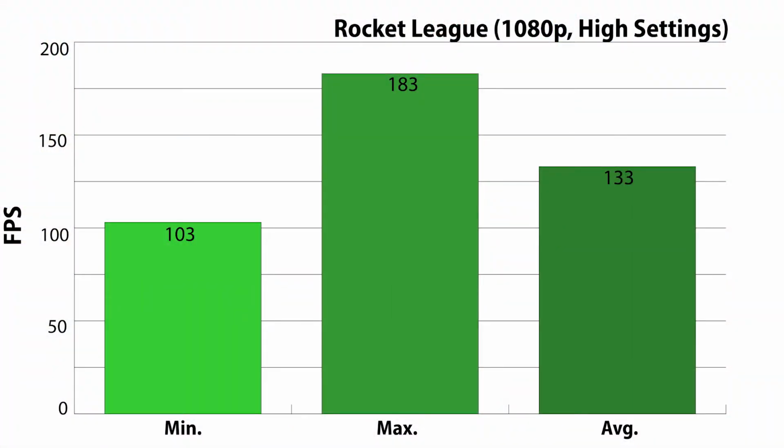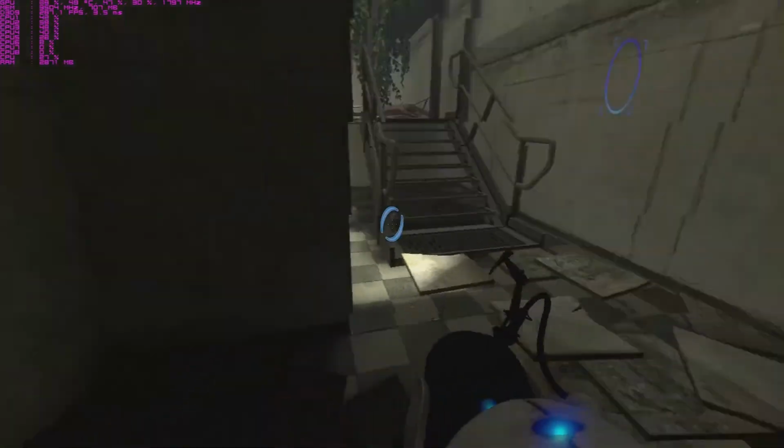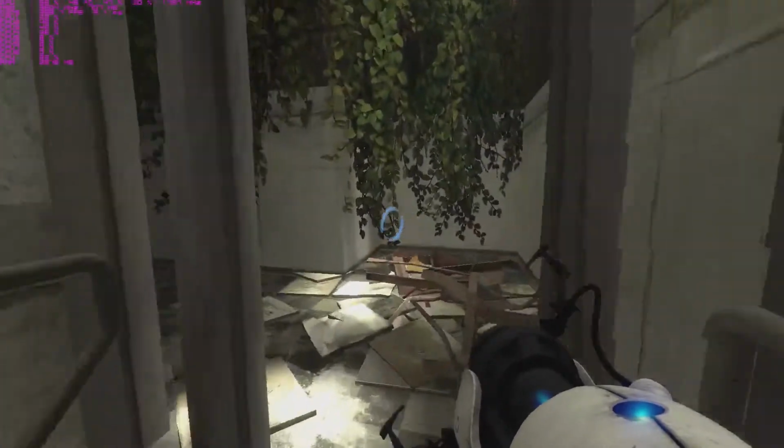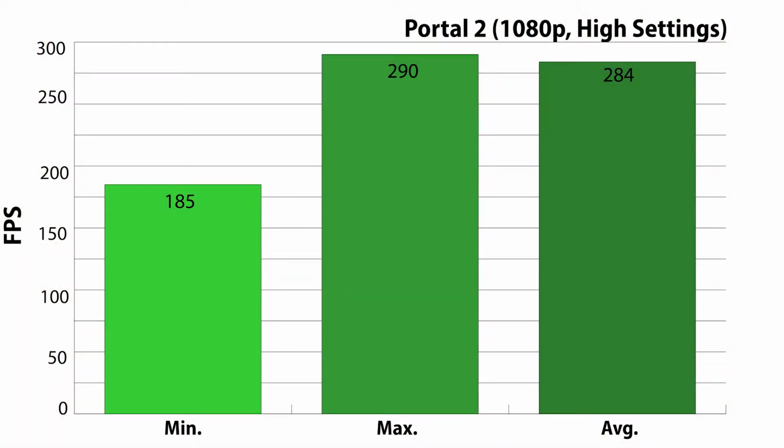Now for games. First up was Rocket League, one of my personal favorites, with a minimum frame rate of 103, max of 183, and an average of 133. Next, the classic Portal 2, an older game at this point, but still definitely entertaining. It has a minimum frame rate of 185, a max of 290, and an average of 284.